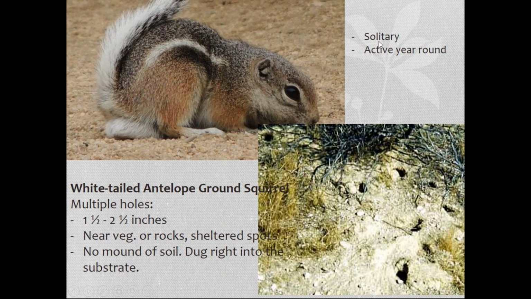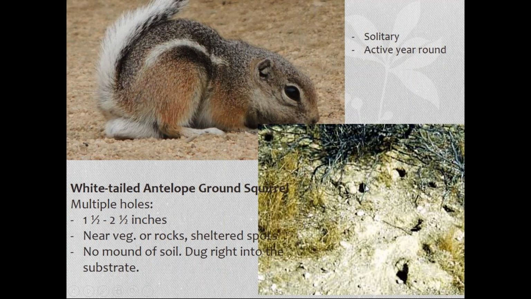They live solitary. The white-tailed antelope ground squirrel. They look like chipmunks, but they're not chipmunks. They are lacking that white facial stripe right here. Their burrows can be mistaken for kangaroo rat burrows, and they do kind of live in the same area. How do you tell the difference? They're bigger, maybe twice the size of a kangaroo rat. So their holes are going to be a little bigger.